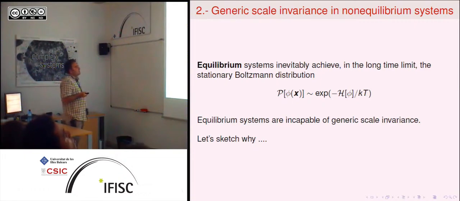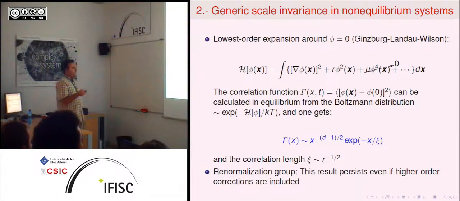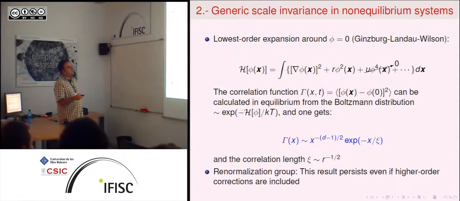I would like first to show you that equilibrium systems are quite generically unable to produce scaling invariance. And the reason is the Boltzmann distribution. This is the expected distribution of my variables in my system at equilibrium, the Boltzmann distribution with the Hamiltonian and temperature. From this distribution at equilibrium, a stationary state, one can compute the correlation function exactly. For that, one only needs a generic Hamiltonian with as many terms as you wish: diffusive coupling, potential of several orders, etc. One can think of all the terms that you wish here, because the most relevant terms are the first two.